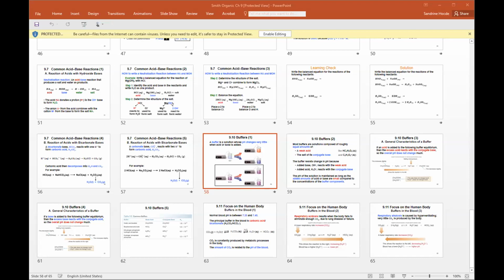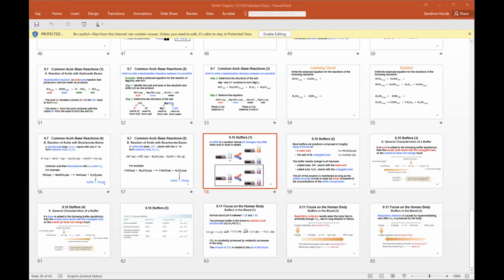So a buffer is made of a weak acid and its conjugate base. And the role of a buffer is to maintain the pH to a value that depends on the buffer itself. So it's a solution whose pH changes very little when an acid or a base is added. For example, when you have no buffer, like pure water, you start with a pH of 7. If you add either an acid or a base, the pH changes dramatically, right?